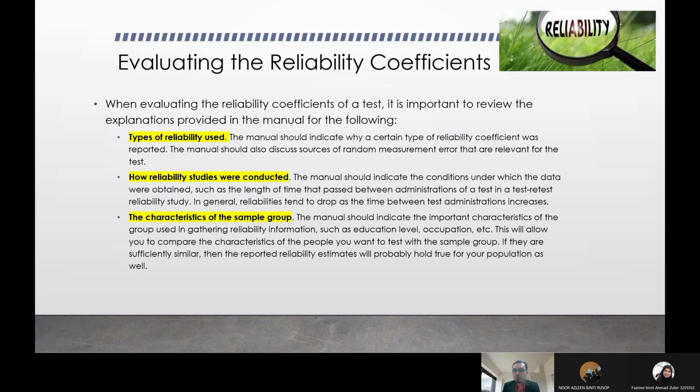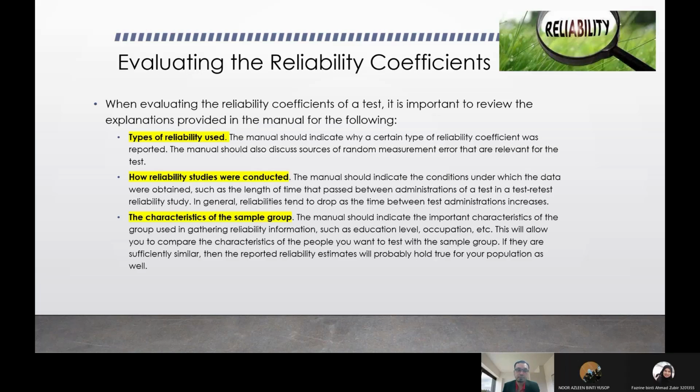So when we evaluate the reliability coefficient of a test, it is important to review the explanation provided in the manual for the following. This is especially when we adapt a psychometric test that has been developed by a previous researcher or from a previous study. So these are the following factors that we should consider.